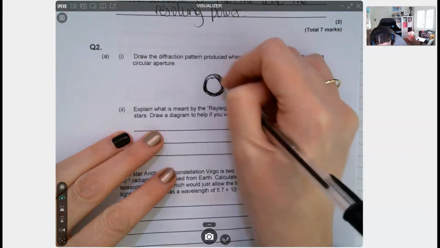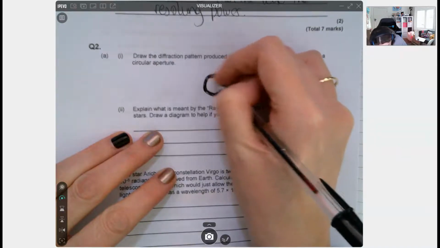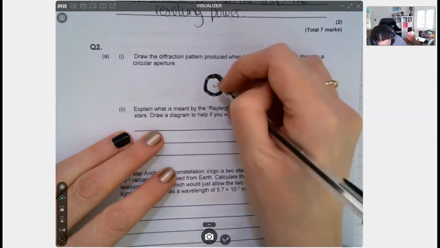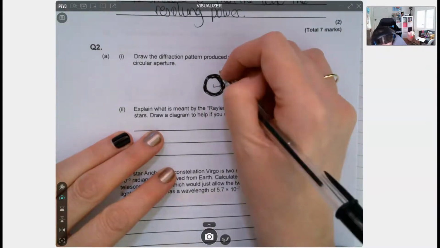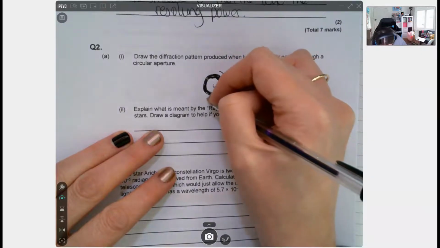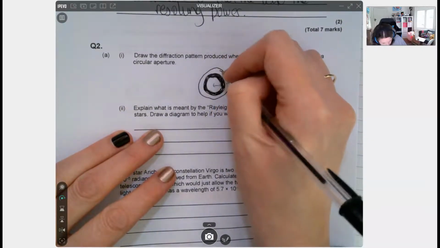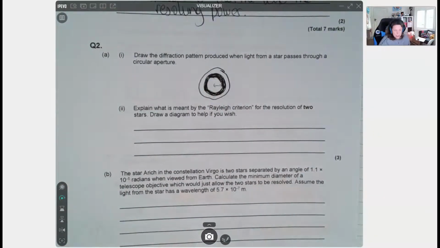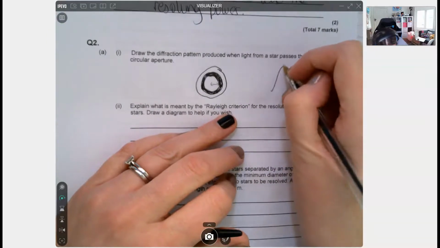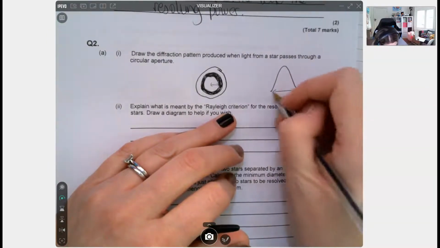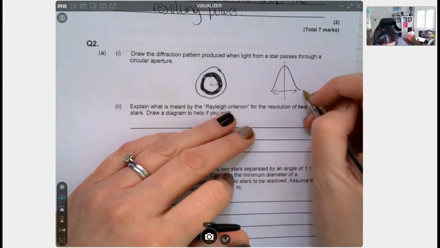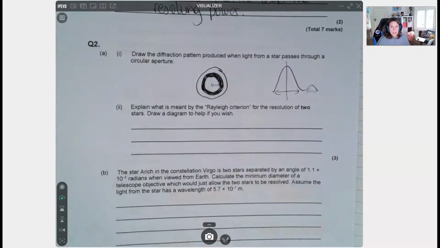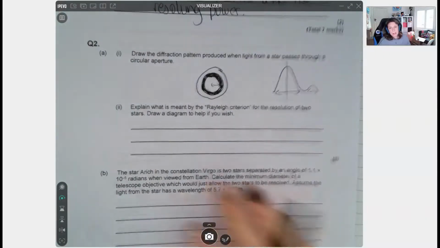Then you'll need your next maxima. It only wants to compare to, so you don't need to do another one after. But your next maximum has to be about half of that, so this wide. It doesn't matter if it's not exactly half, but it definitely has to be less than the middle one. So you can have that, and then if you wanted to draw another black ring around it, you could. Okay, and that's because this maximum in the centre of a single slit diffraction pattern is twice as big as the next ones.